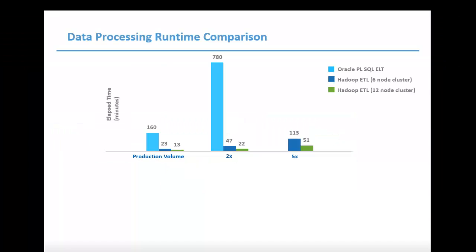Let's briefly compare the runtimes of PL/SQL on Oracle to Hadoop ETL with SyncSort on 6-node and 12-node clusters. In production volume itself, the jobs ran on 6 nodes for 23 minutes, and as you saw in the demo, on 12 nodes for 12 minutes and 34 seconds, versus 2 hours and 40 minutes with PL/SQL. Increasing volume to 2x of production, Hadoop ETL runtimes were just 6% and 3% respectively of 780 minutes with PL/SQL.